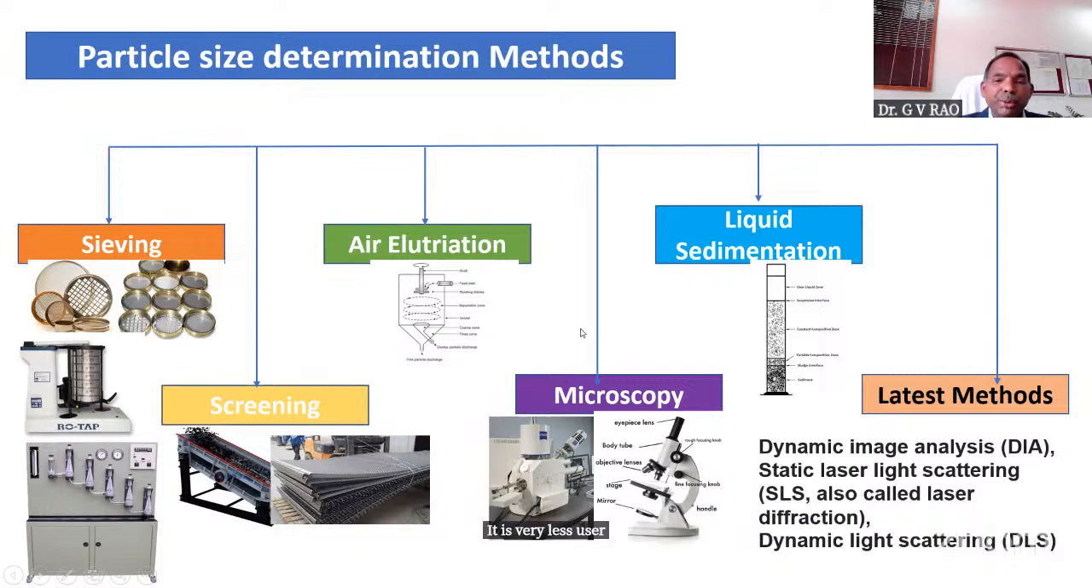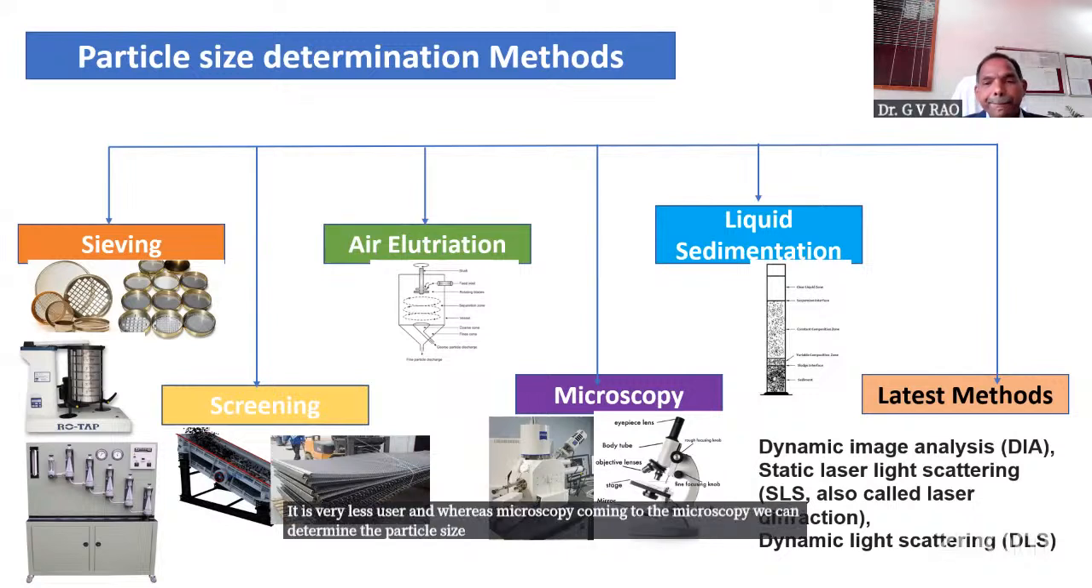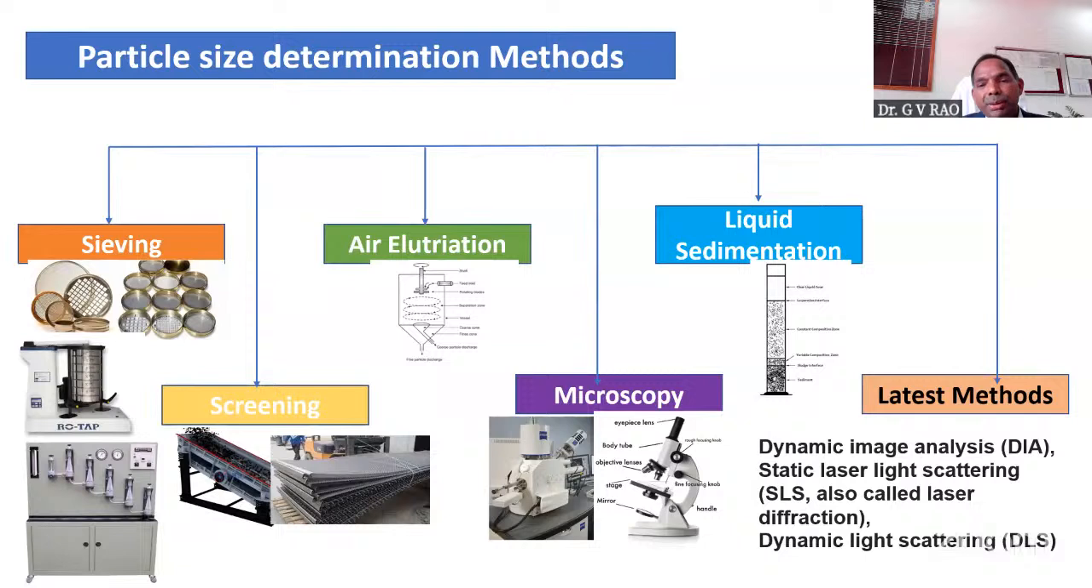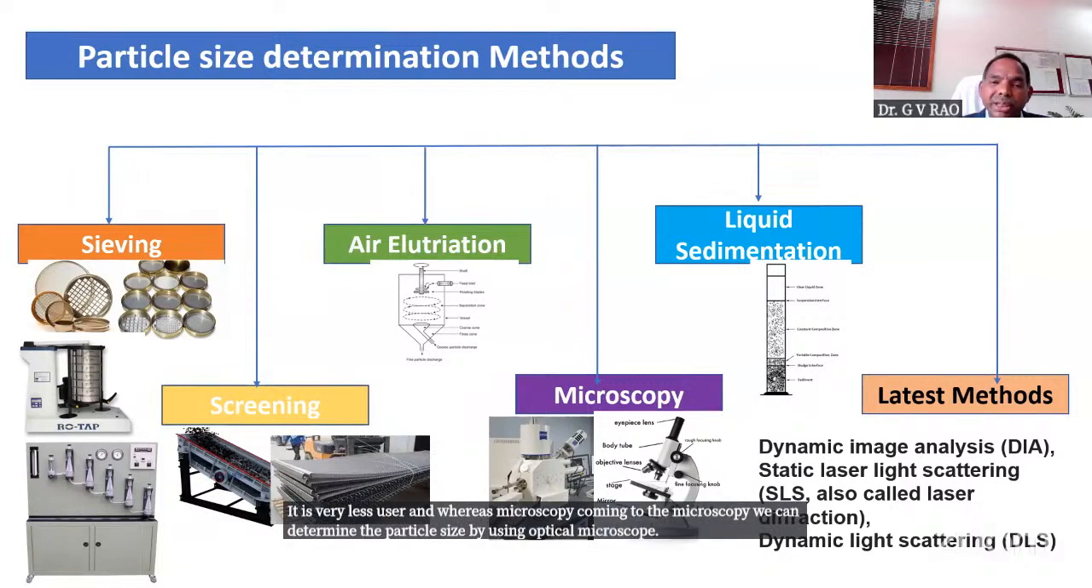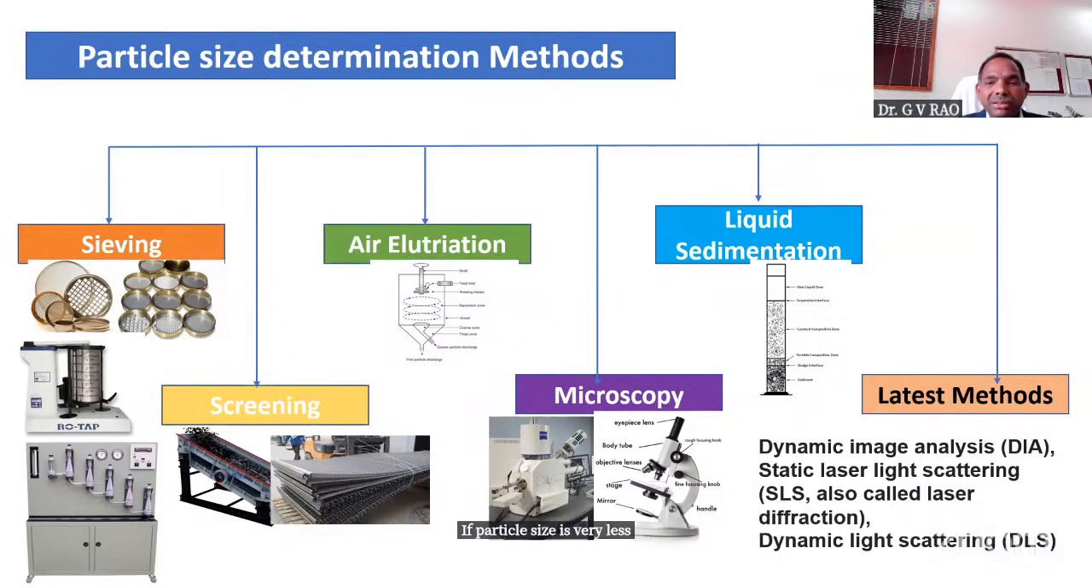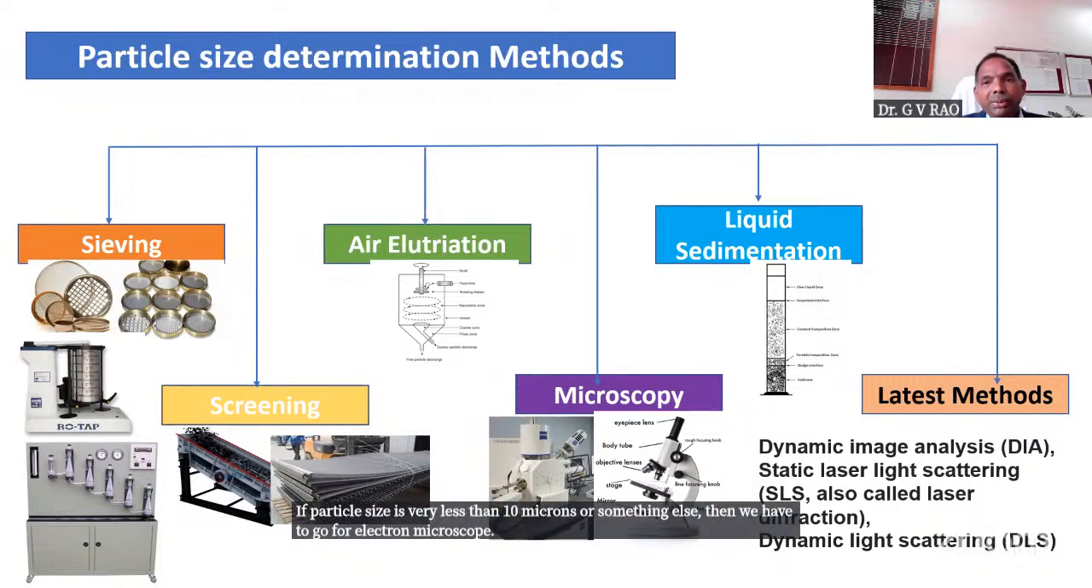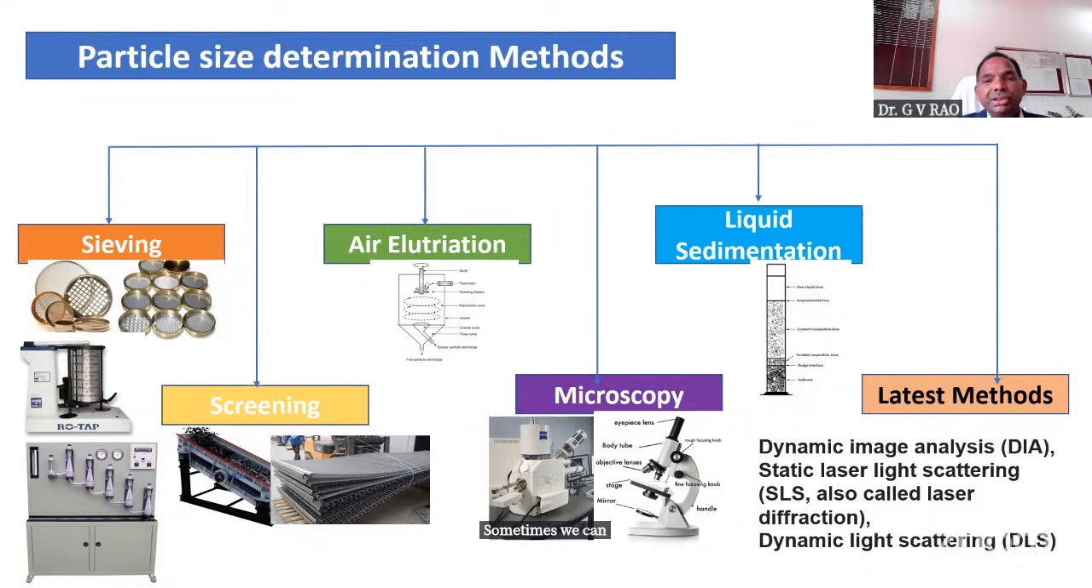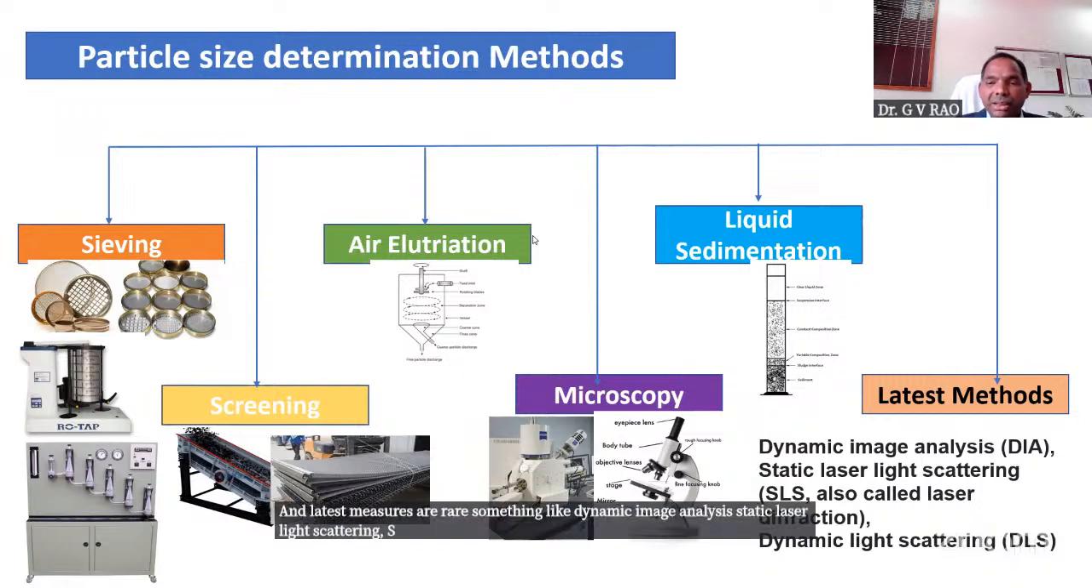Coming to microscopy, we can determine the particle size by using an optical microscope. If the particle size is very small, less than 10 microns or so, then we have to go for the electron microscope. Sometimes liquid sedimentation is also used for size analysis. And the latest methods are dynamic image analysis, static laser light scattering, SLS, and dynamic light scattering.